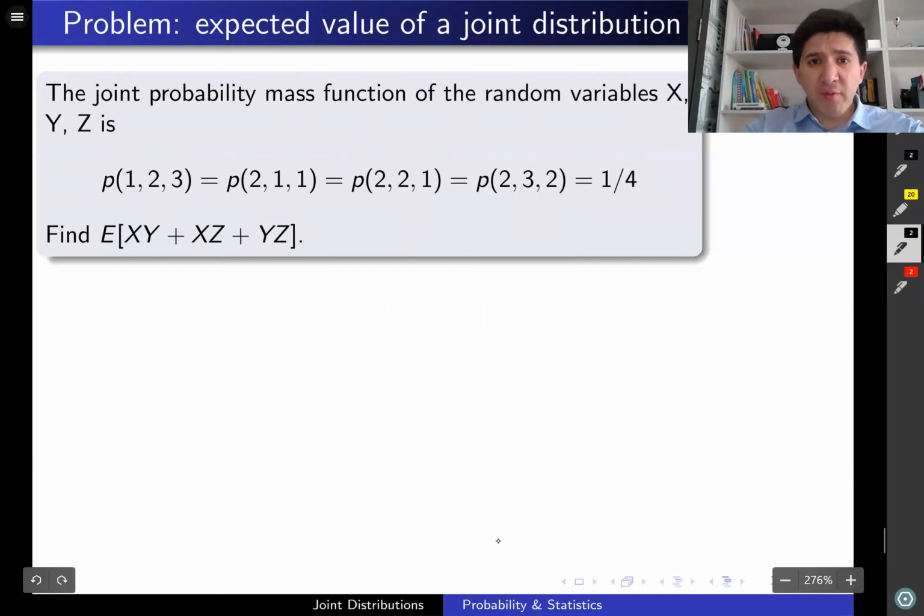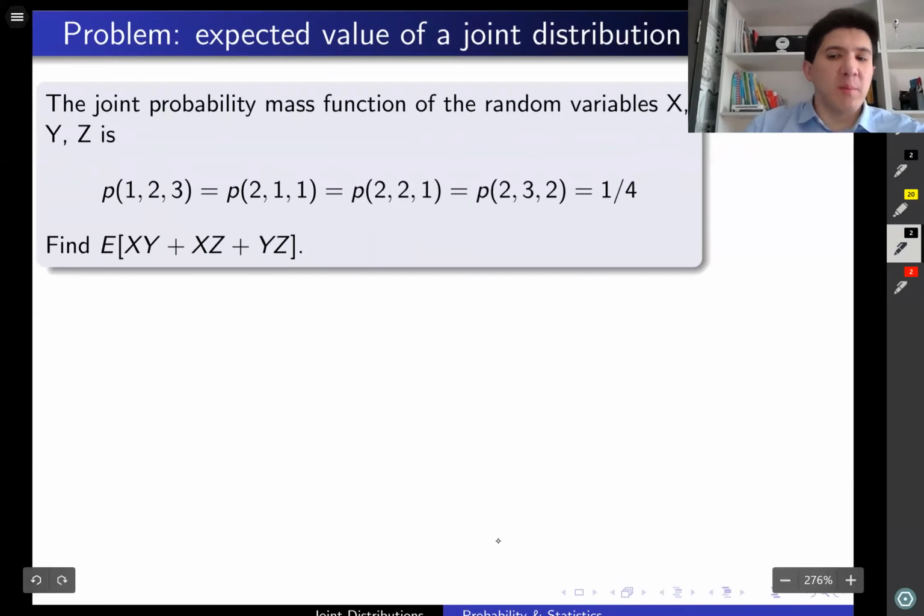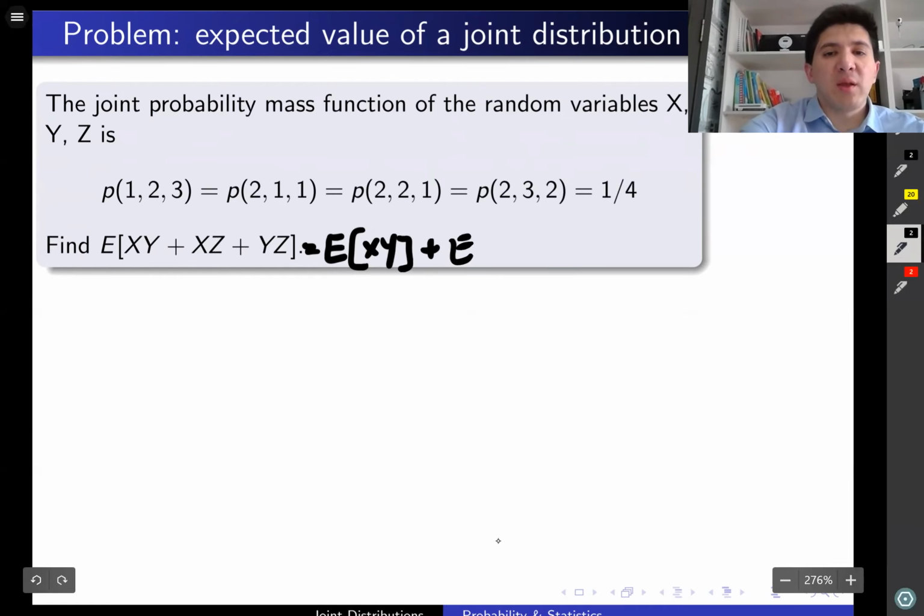We can find a different problem for the same joint probability mass function. We need to find the expected value of xy plus xz plus yz. Since the expected value is just a simple summation, we can open the brackets and write this as the expected value of xy plus the expected value of xz plus the expected value of yz.